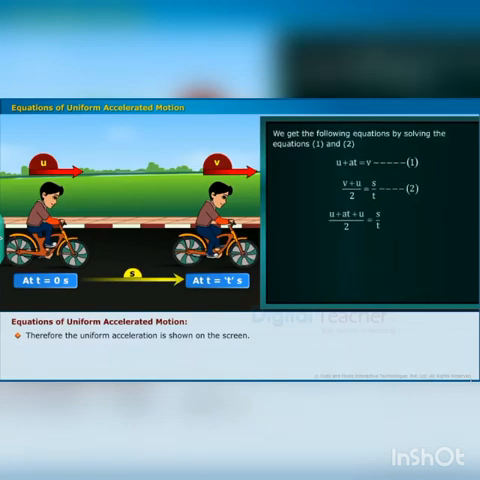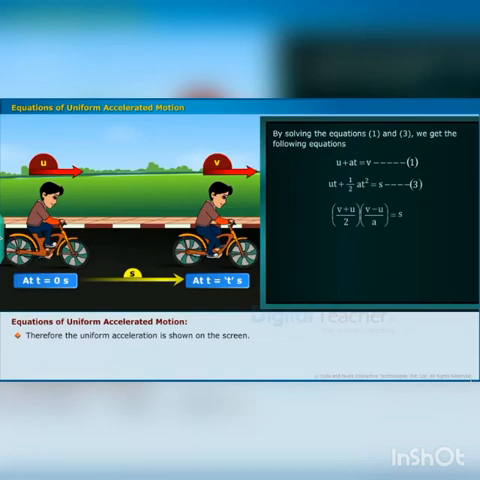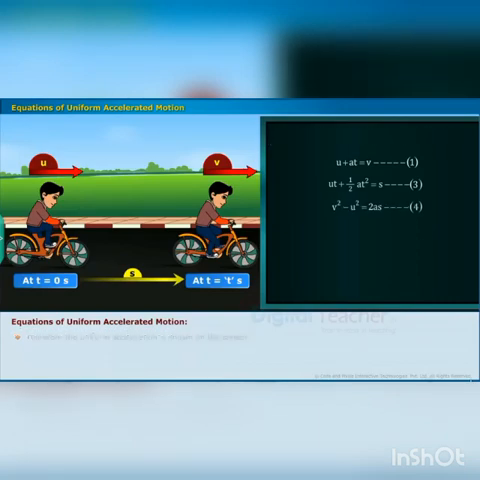We get the following equations by solving equations 1 and 2. Here, we get the equation ut plus half at squared is equal to s. Consider it as equation 3. By solving equations 1 and 3, we finally get the equation v squared minus u squared is equal to 2as. Consider it as equation 4. The equations of uniformly accelerated motion are shown on the screen.